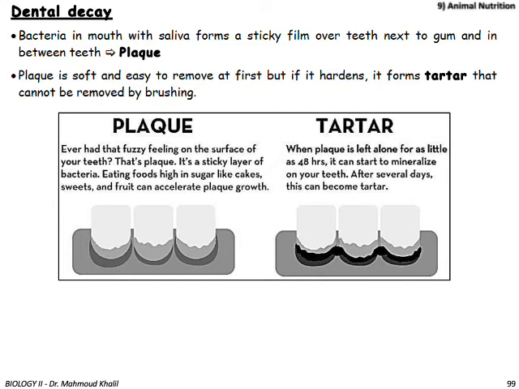What's dental decay? Dental decay is caused by bacteria in the mouth. The bacteria in the mouth with saliva form a sticky film over the teeth next to the gum and in between the teeth, and as you can see from the figure, it's called plaque. Plaque is soft and easy to remove at first, but if it hardens, it forms another structure called tartar that cannot be removed by brushing, so you need to go to the dentist to clean this structure.